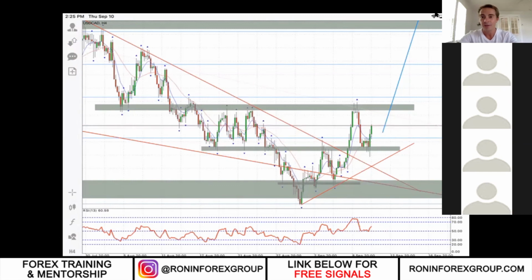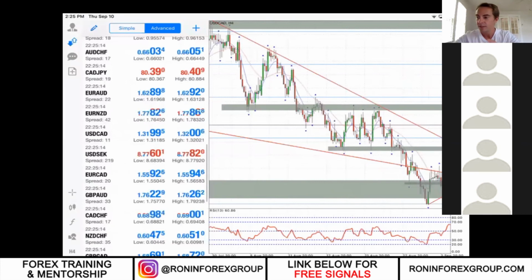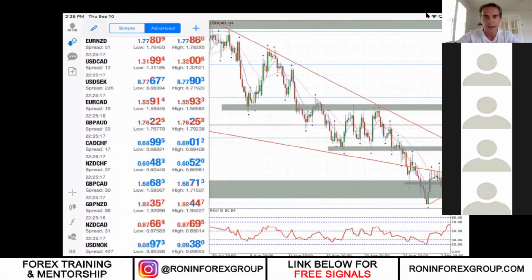So let me know if you have any questions, and if not, going into Friday tomorrow, be careful. Fridays can always be tricky, but I think these potential setups here, Pound CAD, Euro CAD, could definitely be a good one as well.